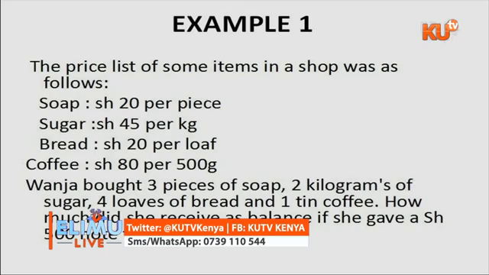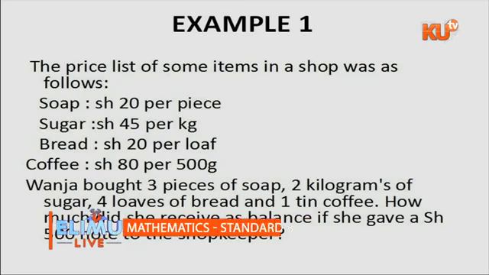In this question, number one, we are supposed to prepare a bill. We prepare a bill so that we can get the total amount of money that this person was supposed to pay. And from there, we calculate the balance. And how do we get the balance? For us to get the balance, remember we said that balance is gotten by getting the difference between the total amount of money given out and the total cost of items. So we start by calculating or getting the total cost of those items.